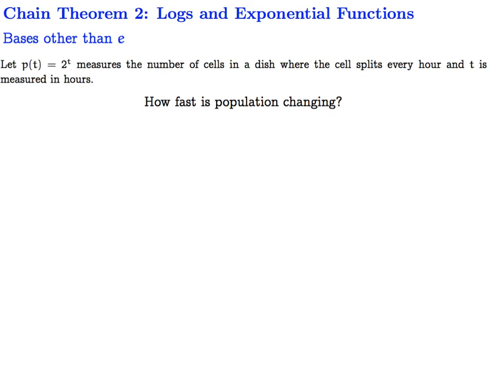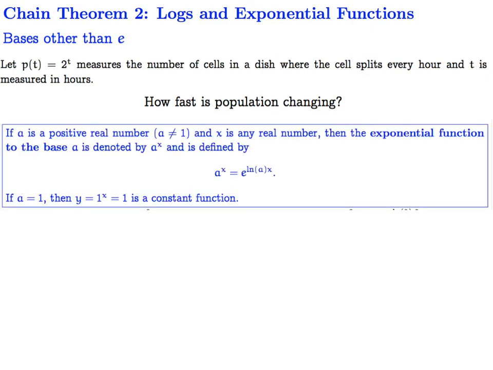So for example here, we've seen this before. Let p of t equal 2 to the t measure the number of cells in a dish where the cell splits every hour and t is measured in hours. So as this goes on, this will tell us what our current population is. But now we can ask the derivative question, which says, how fast is this population changing? But before we can take the derivative, we need a couple of definitions.